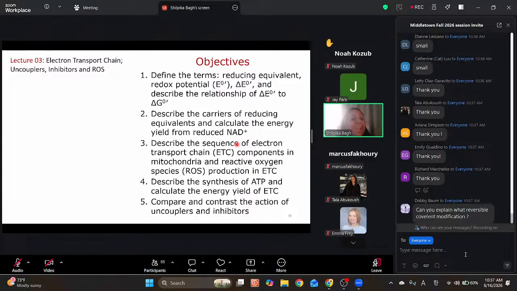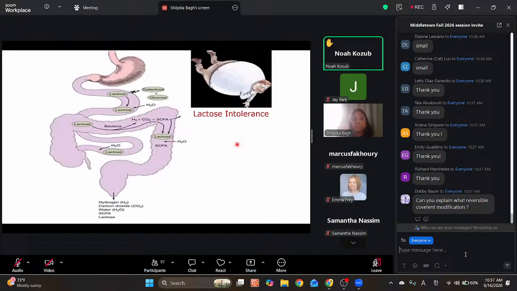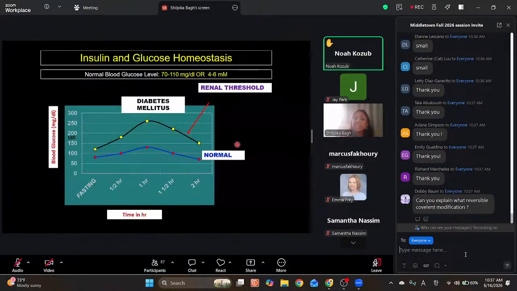Yes, Noah. Hi, Dr. I just had a quick question about GLUT1 and 3. In some of the example questions, I noticed that you included GLUT3 as being in the brain and RBCs, but I've also seen that GLUT3 is just on the neurons. So I just want to see if, on the test, you were going to delineate between GLUT1 and 3 for brain.